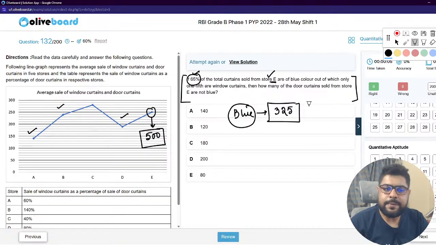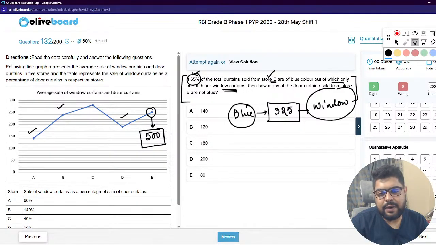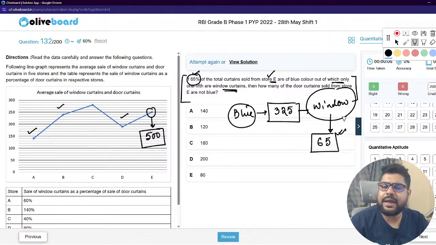Perfect. Now, out of which 1/5 are window. Sir, window blue curtains will be 1/5. 1/5 means, sir, 5 6 are this. Acha, 1/5 means we can do simply 65. वही तो आया sir.